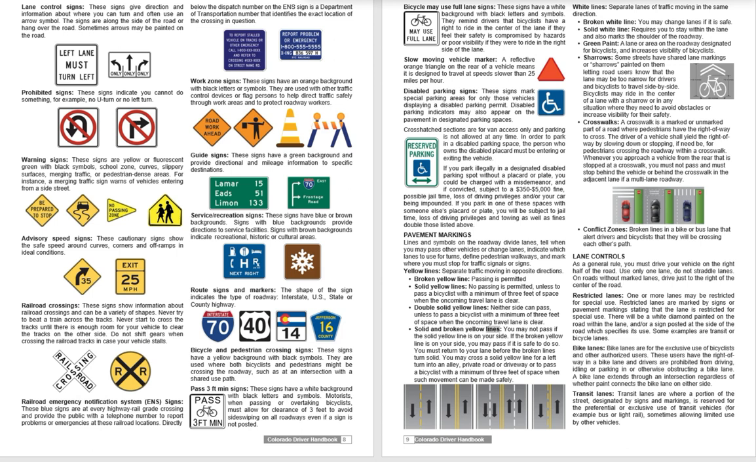Solid and broken yellow lines, you may not pass if the solid yellow line is on your side. If the broken yellow line is on your side, you may pass if it is safe to do so. You must return to your lane before the broken lines turn solid. You may cross a solid yellow line for a left turn into an alley, private road, or driveway, or to pass a bicyclist with a minimum of 3 feet of space when such movement can be made safely.